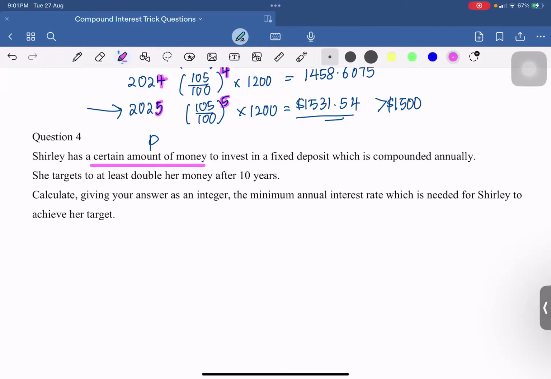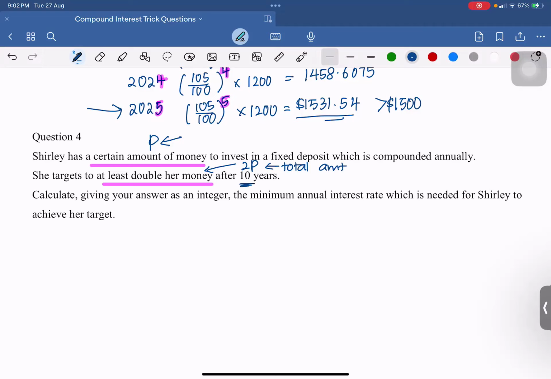Okay, but she targets to double her money. If she doubles her money, originally starting with P, the total amount after 10 years will be how many P? Minimally, 2P. Correct. So this 2P is my total amount, or maybe it can even be more than that. And the number of years is 10 years.